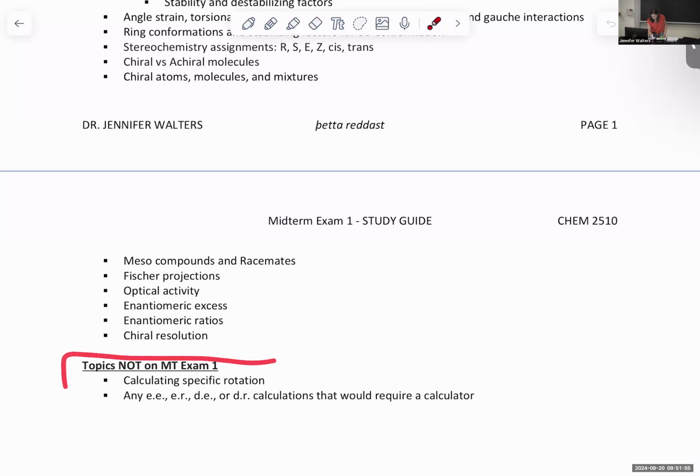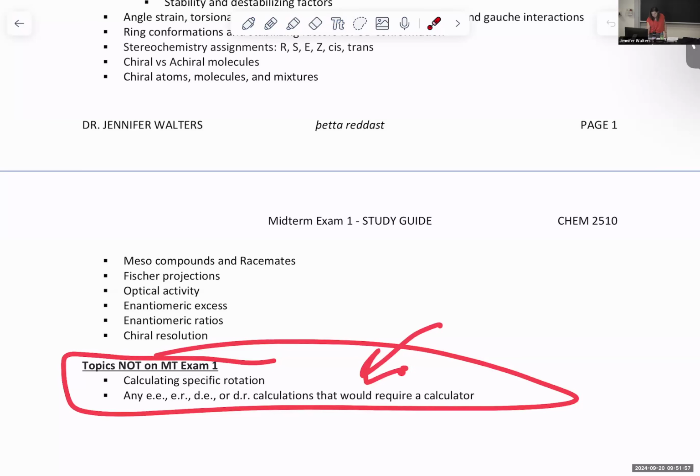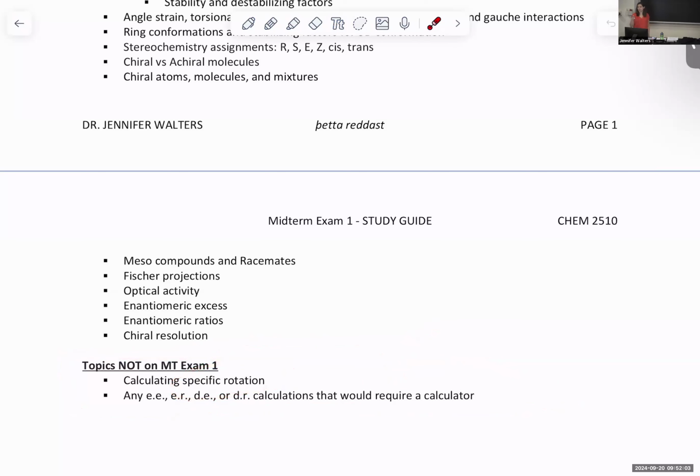The specific things that will not be on the exam are anything that requires a calculator. So you will not be expected to use the specific rotation calculation, that big formula that I said, the observed rotation divided by c times l. That formula you don't need to have memorized. And you won't need to do any EE, ER, DE, or DR calculations that require a calculator, because you cannot have a calculator on the exam. If you bring a calculator, you'll either be told to put it away or it'll be confiscated and then returned to you at the end of the exam.